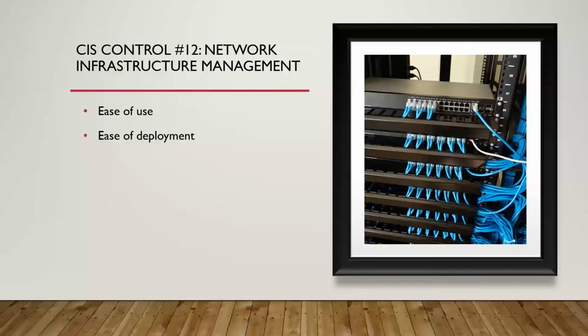CIS control number 12 is network infrastructure management. So securing network infrastructure is a critical part of an organization's layered defense or defense in depth. Organizations should ensure that they are implementing, configuring, and also tracking any network devices to help protect against the exploitation of those devices by different threat actors or attackers. Network infrastructure includes things like firewalls, routers, switches, intrusion detection systems, intrusion prevention systems, or IDS, IPS, wireless access points, physical and virtualized gateways, etc. So a lot of different types of devices we may have on our network infrastructure these days.